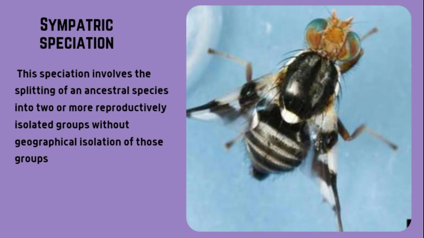Last is number 4, sympatric speciation. Sym or same, this speciation involves the splitting of an ancestral species into 2 or more reproductively isolated groups without geographical isolation of those. For example, the insect apple maggot fly is an example of sympatric speciation. Initially, the apple maggot fly lays their eggs on hawthorn fruit, a relative of apple. In the 19th century, a distinct form of maggot fly emerged that lays eggs on apples only.